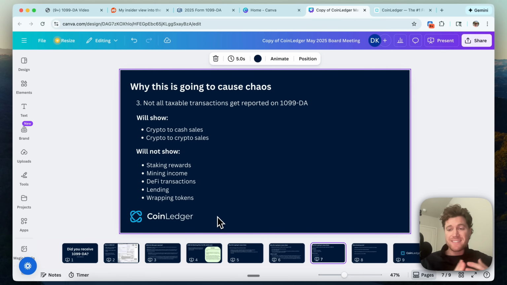So this will cause chaos because a lot of market participants will have no idea how this works, and they'll just assume 1099 DA captures everything that's reportable. And that's wrong because, again, staking rewards, miscellaneous income, DeFi, lending, that needs to get reported on your tax return, but it will not be reported on 1099 DA.